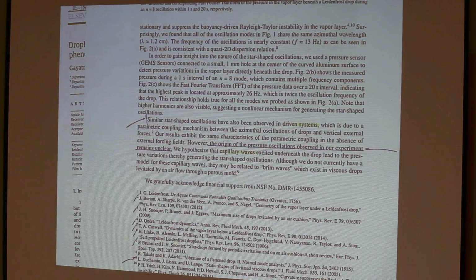If you disturb the drop, of course the drop is going to oscillate, but that is not the oscillation that you're supposed to study. The origin of the pressure oscillations observed in our experiment remains unclear. This group of people, I don't know where they found a pressure sensor to attach at the bottom of the hot plate, actually measured the pressure oscillations due to the oscillations of the water drop.